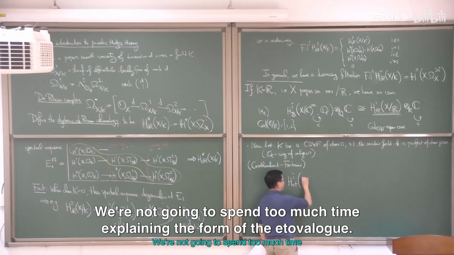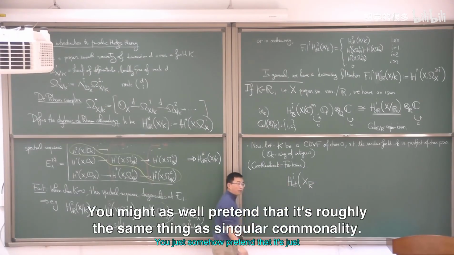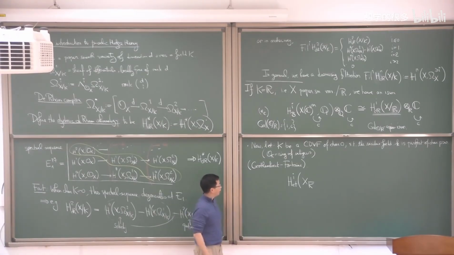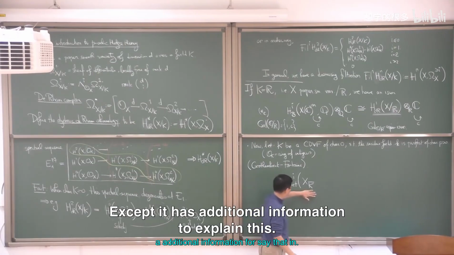We're not going to spend too much time on explaining the formalism of étale cohomology, so pretend that this is roughly the same thing as singular cohomology. In fact, it is roughly the same thing, in terms of dimension and all that, except it has additional information. We'll say that in a minute.